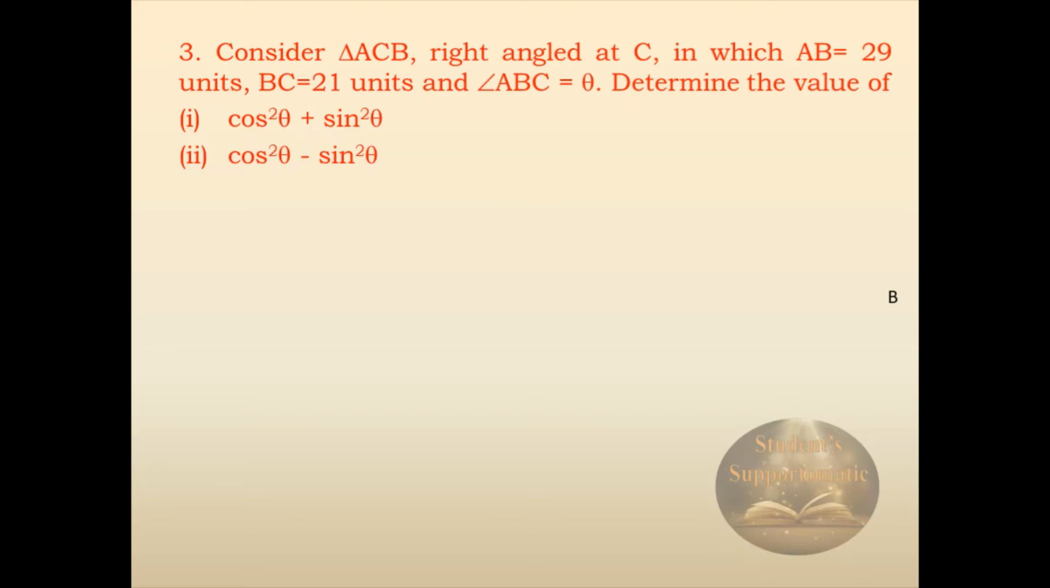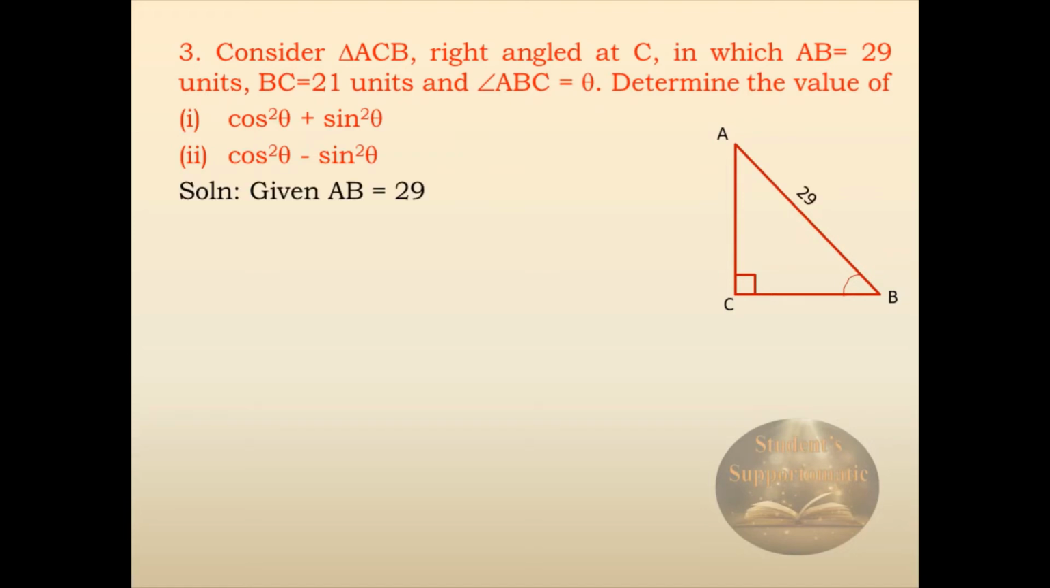So we'll go to the next problem. Here, consider triangle ACB, right angled at C, in which AB is equal to 29 units and BC is equal to 21 units, and angle ABC is theta. Determine the value of cos square theta plus sin square theta, and cos square theta minus sin square theta. First we will consider the triangle ABC. It is right angled at C, that is 90 degrees at C, and AB is 29 units and BC is 21 units. So we have to calculate AC.